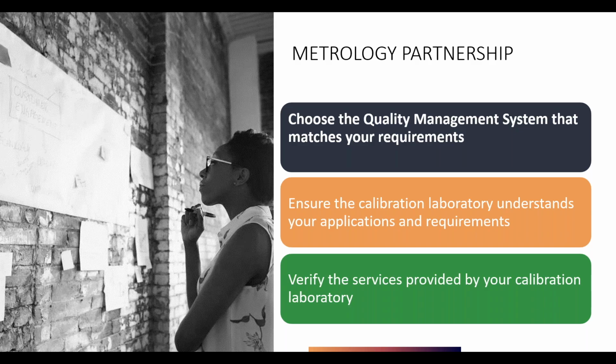Verify the services provided by your calibration laboratory. Once in a while, you're going to have to go back and double check. Did they actually calibrate my multimeter like a multimeter? We've seen calibration certs where it shows that it's a multimeter, but all of the report data showed that it was a torque wrench. It's like, but it's a multimeter. Why does it have torque values on a multimeter? I have no idea. So verify. Make sure that you're getting the service that you're paying for.